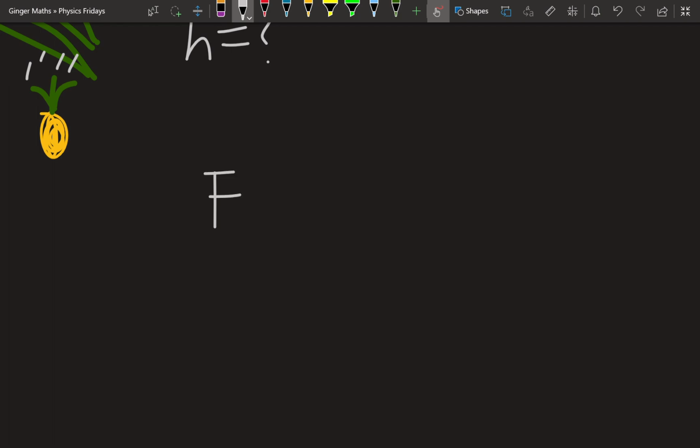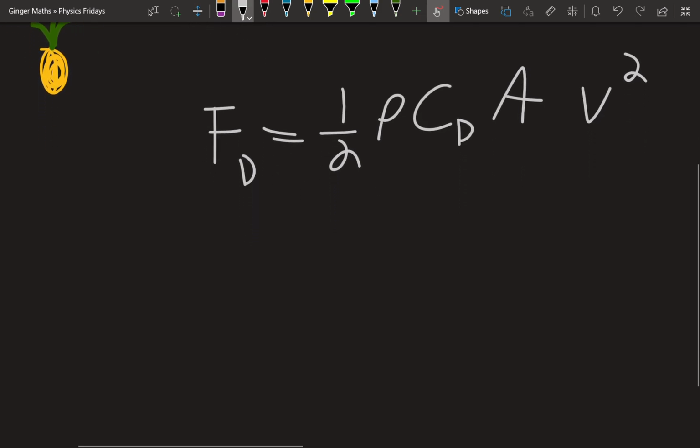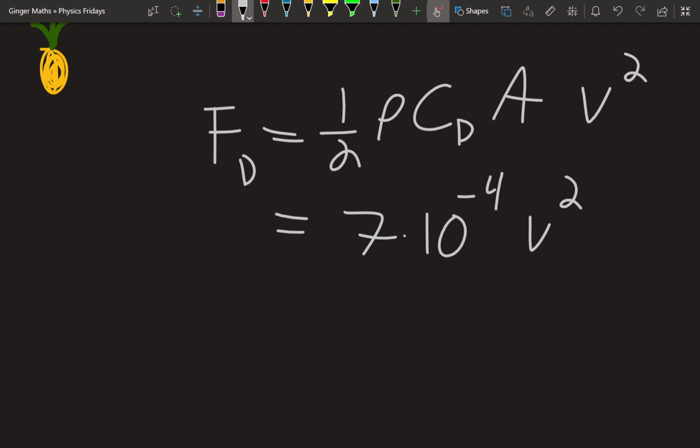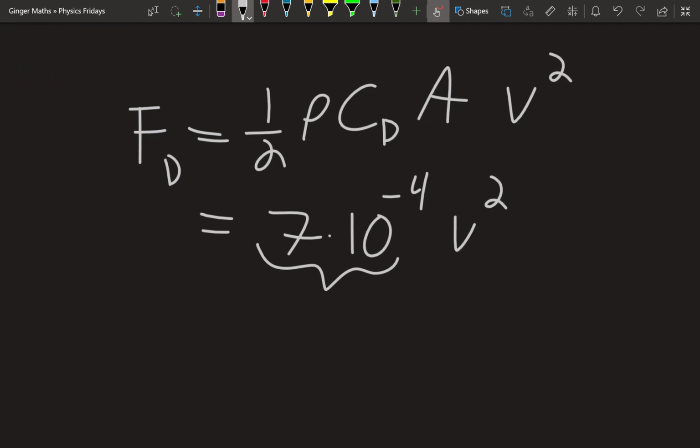It's going to be equal to 1/2 times rho, which is the density of our fluid, as Wikipedia calls it, times our coefficient of drag, that should be a d in the subscript, times our cross-sectional area times our velocity squared. If you throw in all the numbers here, what you end up getting is 7 times 10 to the negative 4 v squared, with appropriate units, but you get the point. For brevity, I'm just going to call this k. I don't feel like writing 7 times 10 to the negative 4.